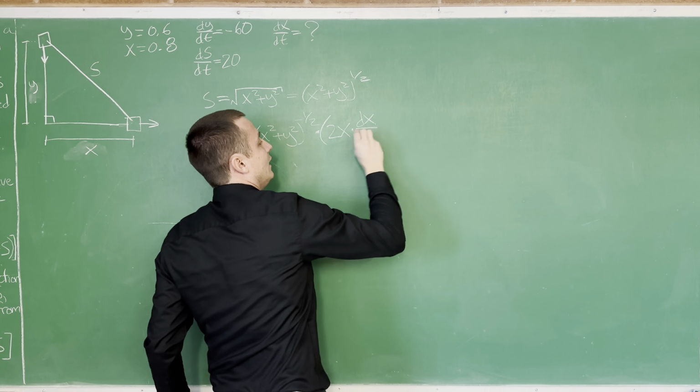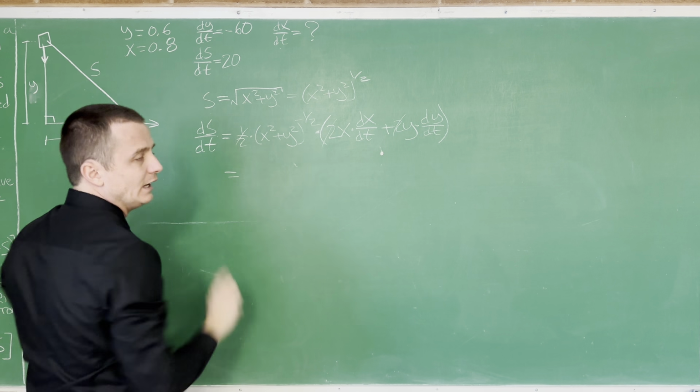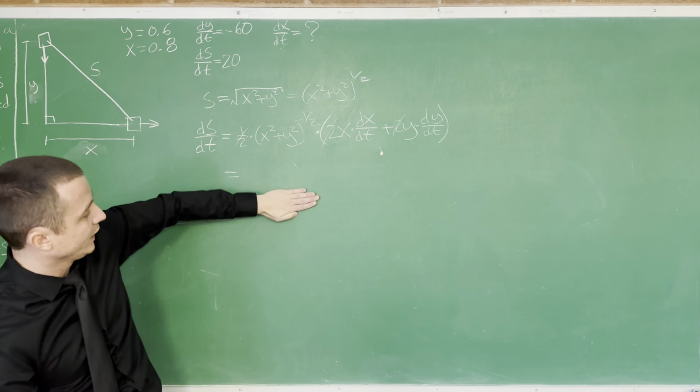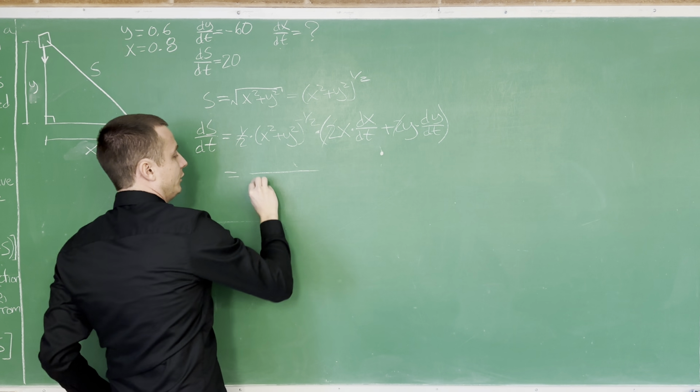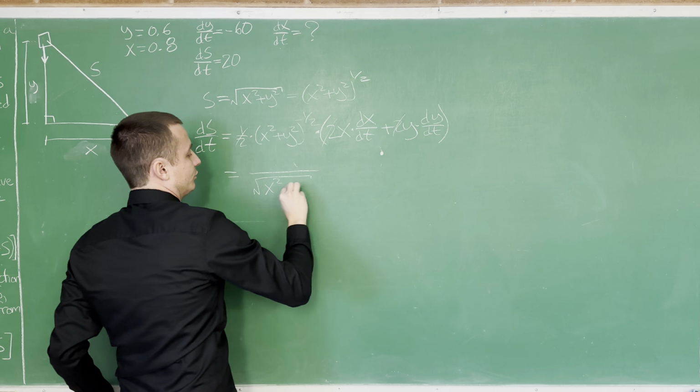Okay, now let's clean this up a little bit in how we write it. Notice that I can factor the 2's out of here, and they'll cancel out with the 1/2. So we can ignore the 2's and the 1/2. X squared plus y squared to the negative 1/2 is the same thing as putting it in the denominator to the positive 1/2, which is the same thing as just 1 over the square root of x squared plus y squared.